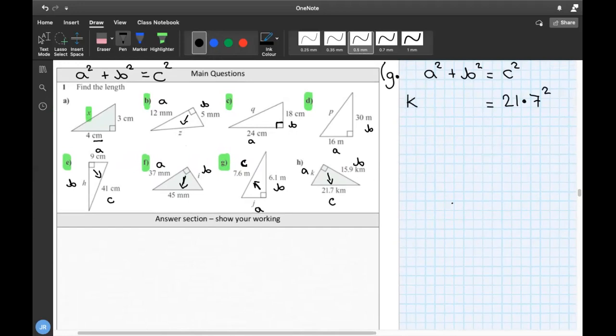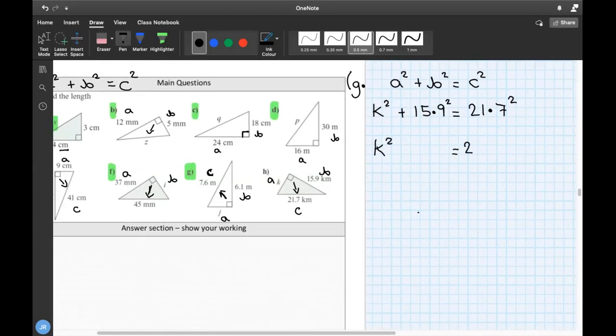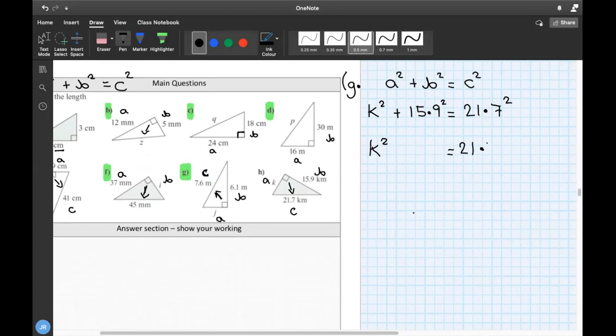A, I've said was K, A squared will be K squared, and B was 15.9. I'm going to leave my K alone, and I want to get rid of 15.9 squared. To do that, I need to subtract it from both sides. Just going to move along a bit so we've got some more space. So we've got 21.7 squared minus 15.9 squared. Okay, 21.7 squared, what would you get there? 21.7 squared gives you 470.89. And 15.9 squared will give you 252.81.